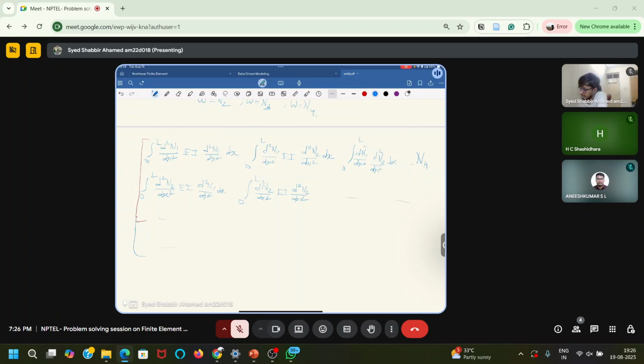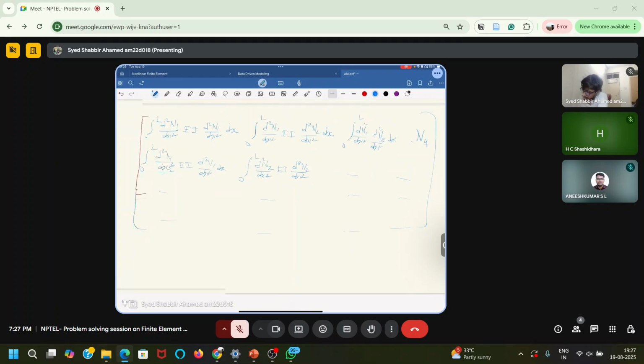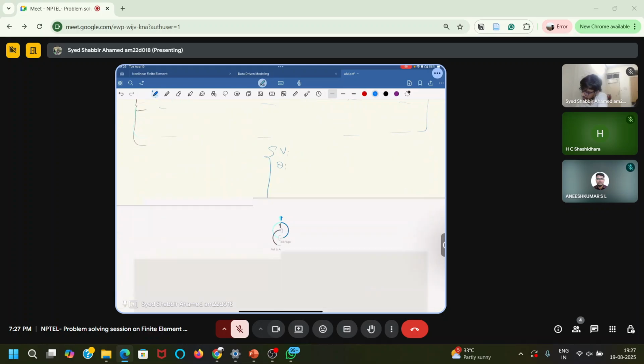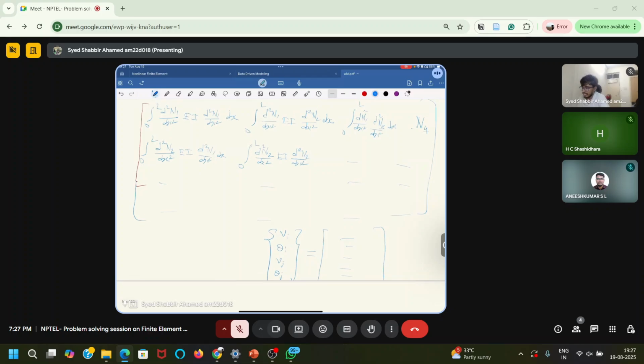So like this, you will get a 4 by 4 matrix multiplied by Vi, theta i, Vj and theta j, is equal to some boundary condition terms which we had written, right? So those will also come. Something will come.